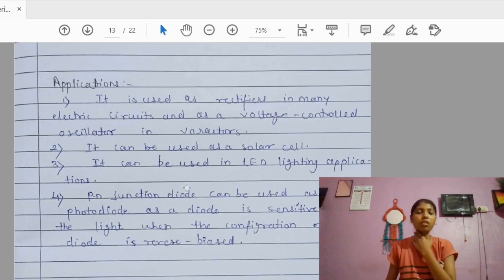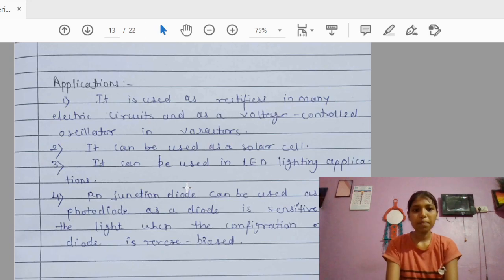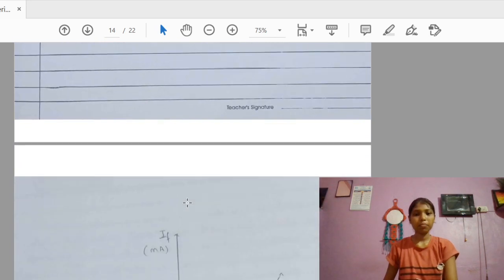There are some applications of the PN junction. It is used as a rectifier in many electric circuits, as a voltage controlled oscillator in varactors. It can be used as a solar cell. It can be used in LED light applications. A PN junction diode can be used as a photodiode, as the diode is sensitive to light when the configuration of the diode is reverse bias.